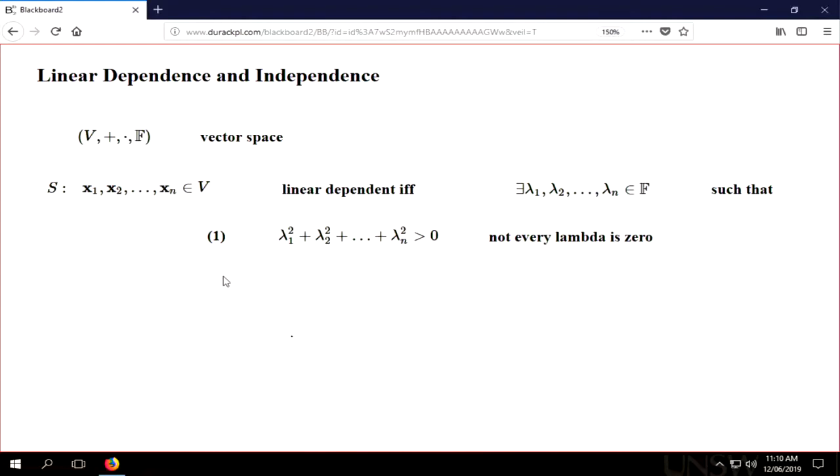And the second requirement, which is still part of the definition of linear dependence, is that if you take the following expression, you combine all of your vectors together, scaled by these coefficients, the result will be the zero vector. If these two conditions are met, so you manage to produce a set of coefficients such that not every one is zero and such that this expression is zero, then you can claim that this set is linear dependent. Okay? This is the official and the only definition of linear dependence.